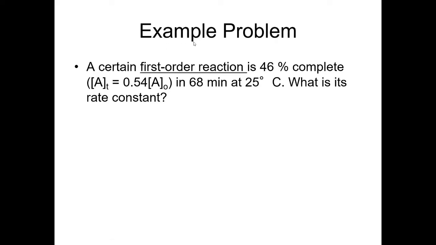All right, so a certain first order reaction is 46% complete in 68 minutes at 25 degrees Celsius. What is the rate constant? Okay, so there's a couple of ways you can think about this kind of problem. This doesn't give us actual concentrations. So one way you can think about it is, let's just assume the first concentration was 1 and then go from there. The other way is to say, well, if I'm looking at a comparison between the two, I just need to know what the portion of it is. And I'll show you what that looks like in just a minute. But I've got this 0.540.